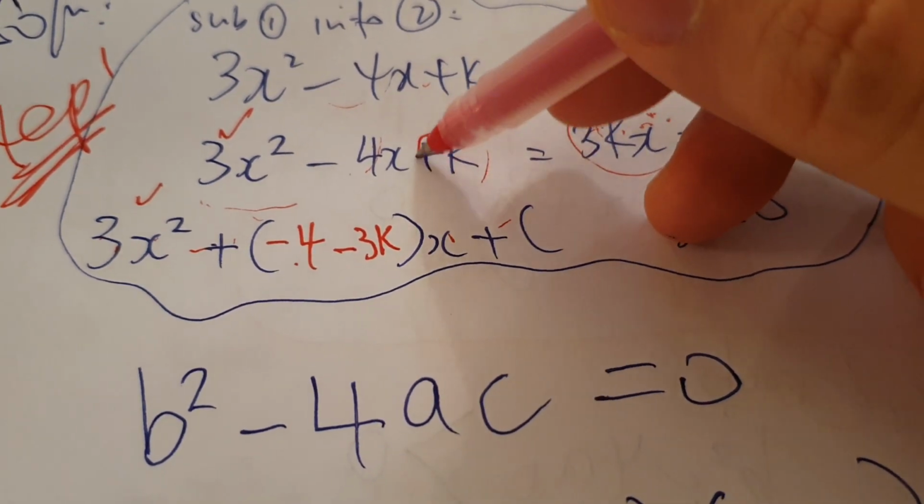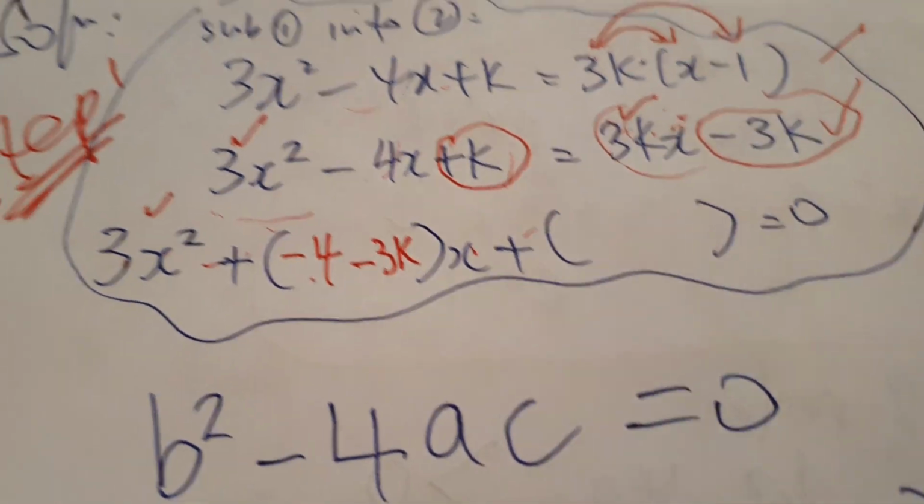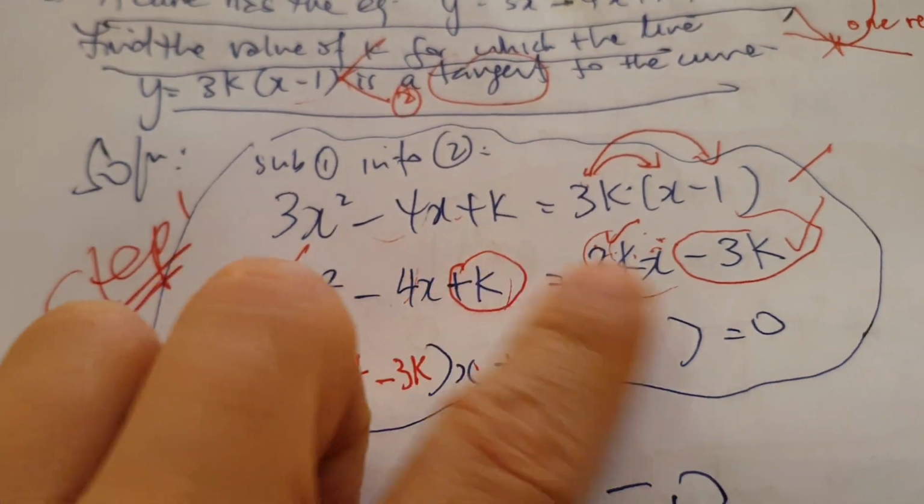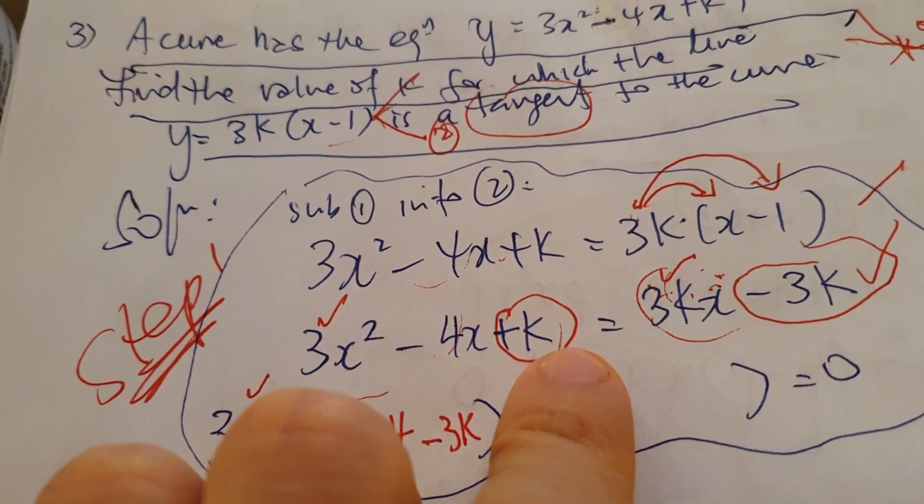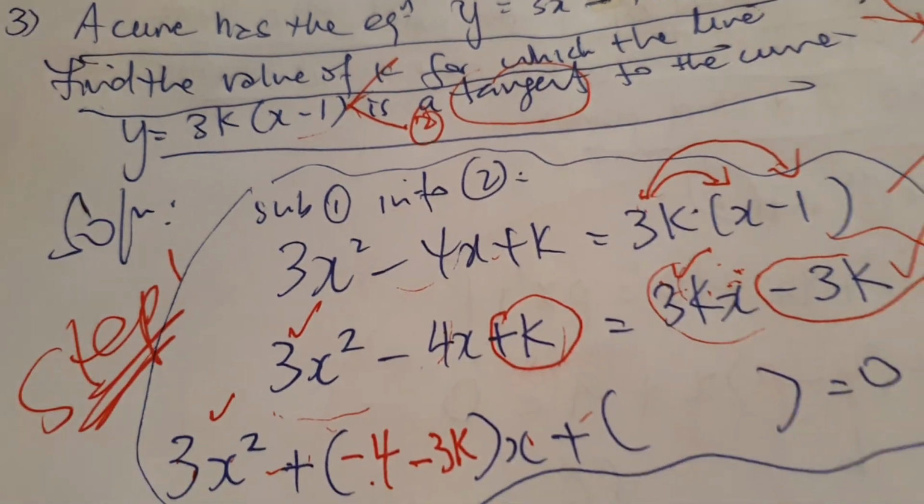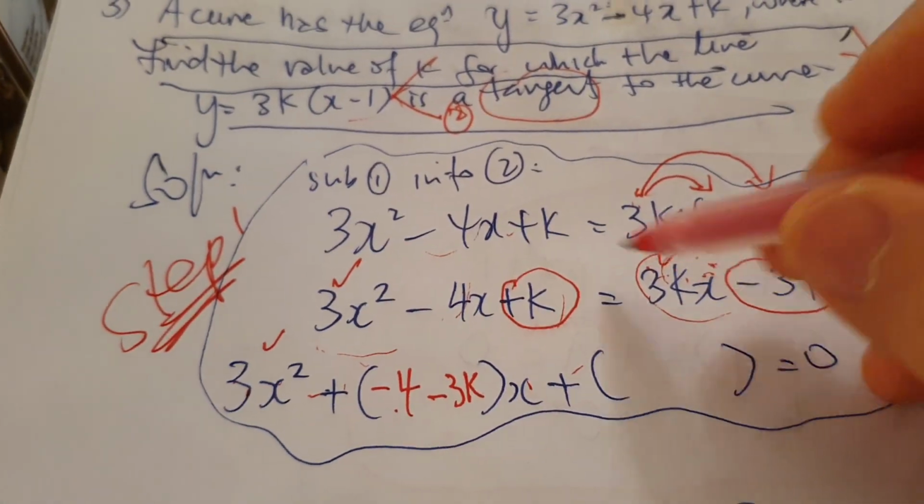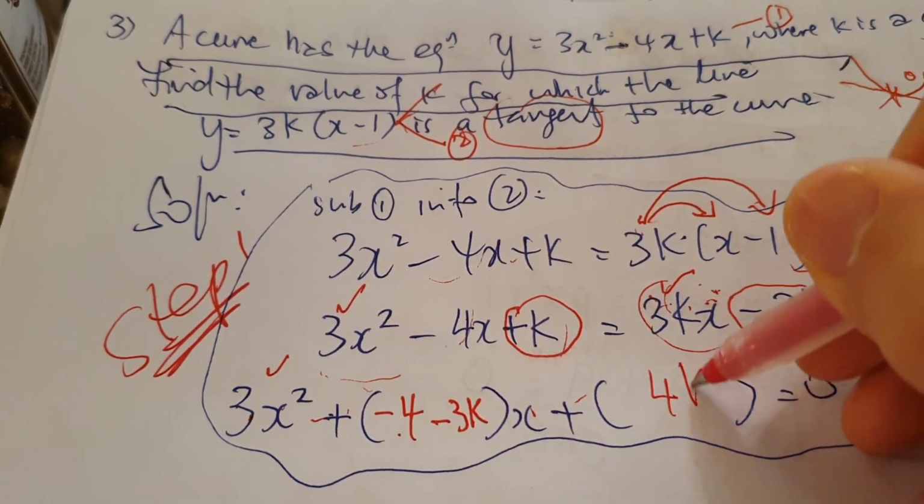So now we do the last one, which is the constant term. Then you say, hey, how come k, why you call it a constant? Isn't it like a variable, the unknown here? Yeah, it's an unknown, but it represents a number. So it's your c in this case. So you plus 3k both sides, you get 4k here.